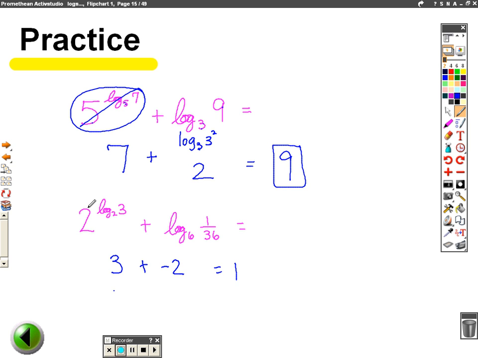So here, using the one-to-one property, we do get 3. And here, 6 to the negative 2 power is 1 over 36, because that negative in the exponent makes the 6 become the reciprocal, 1/6, but then 1/6 squared. So 3 plus negative 2 equals 1. All right, what else do we have?